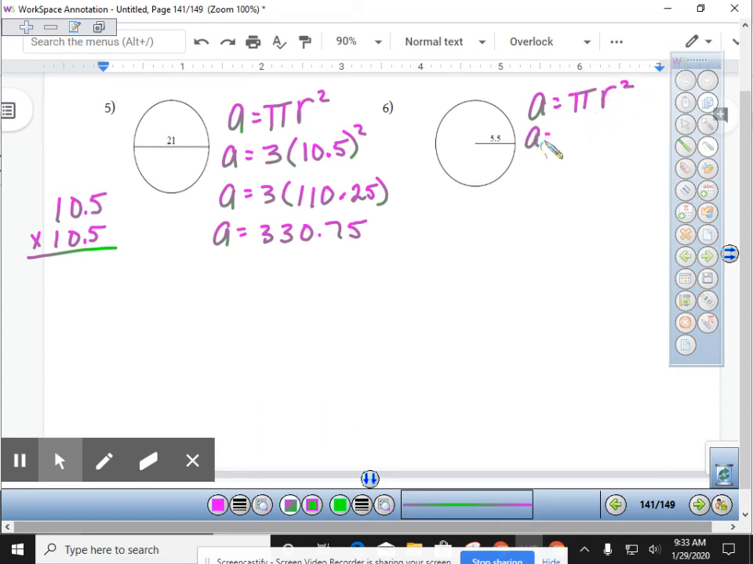This woman has for real lost her mind, hasn't she? Aren't you glad I'm letting you use 3? What's the radius? 5.5. I know that's going to be somewhere around 25. How do I know that? 5 times 5 is 25. Go ahead, do it.